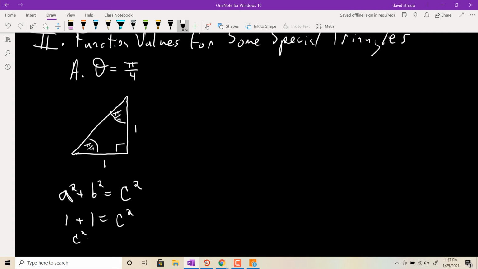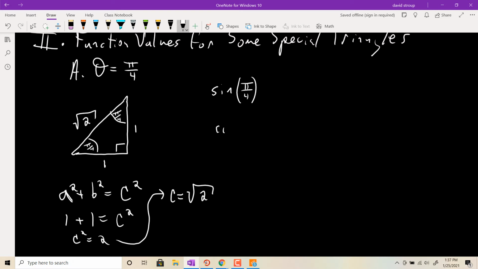And then you'll have c squared is 2. And then we can take the square root of both sides. Usually you put plus or minus, but because we want positive distances only, we just use the positive root. So we get root 2, okay? Then we could use sine theta is opposite over hypotenuse and those identities to figure out the trig function of the angle pi over 4 in this case.